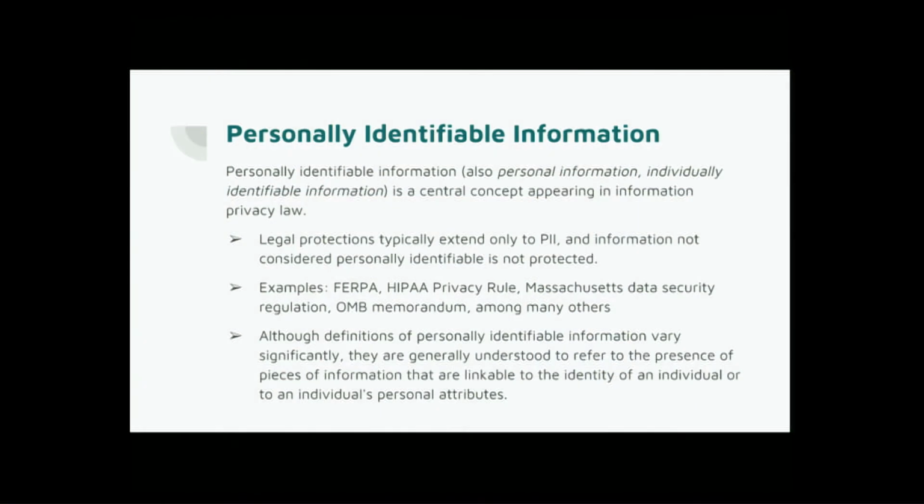For example, personally identifiable information, sometimes referred to as personal information or individually identifiable information, is a central concept appearing in information privacy law. Legal protections typically extend only to PII, and information not considered personally identifiable information is not protected. Examples include FERPA, the HIPAA privacy rule, the Massachusetts Data Security Regulation, the OMB definition of PII, among many others. Although definitions of PII vary significantly, they're generally understood to refer to the presence of pieces of information that are linkable to the identity of an individual or to an individual's personal attributes.